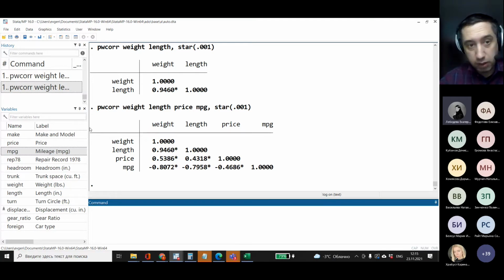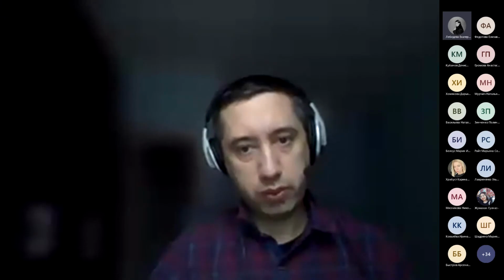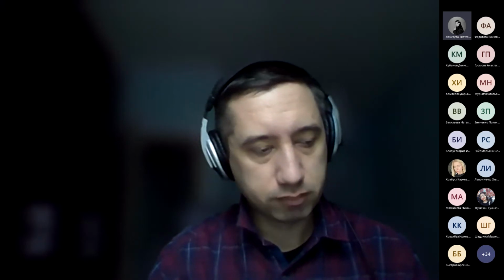That's it about correlations. This is a pretty simple exercise in Stata. But what is difficult when we work with correlations is interpretation. I would like to spend maybe these 2 minutes on interpreting these coefficients. Please remember, we can use ANOVA and correlation coefficients to find relationships between two variables, for example, whether there is any relationship between level of education and income.